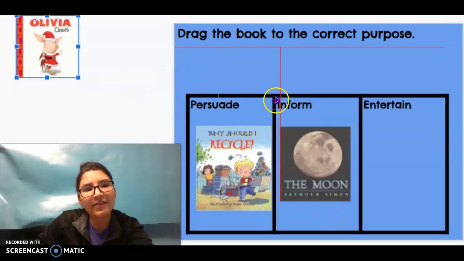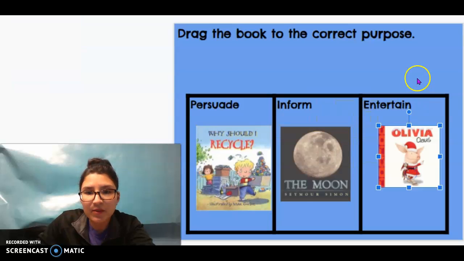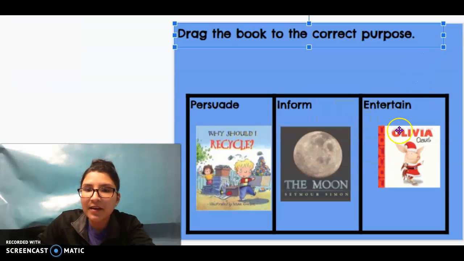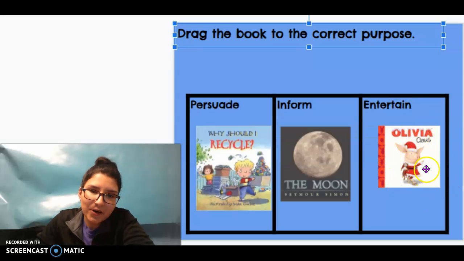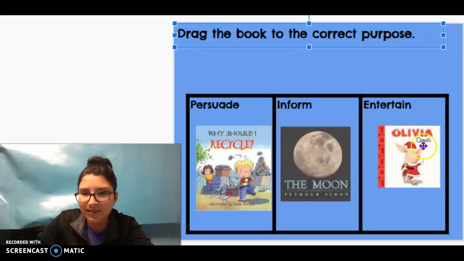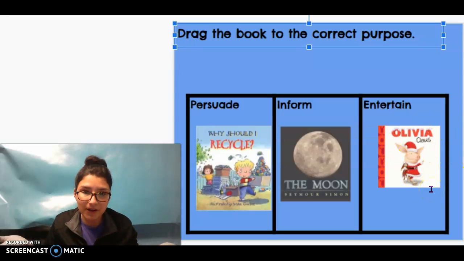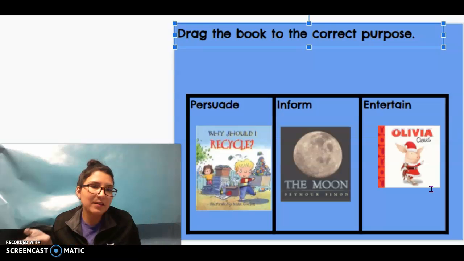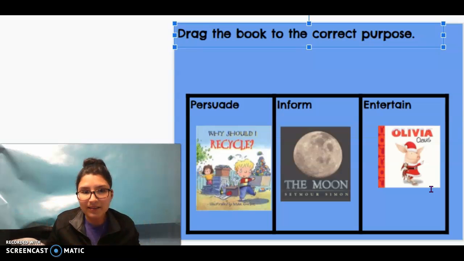All right, and that leaves us with Olivia Claus, which I read before winter break. Olivia Claus is just about this little piglet and how it tells a little story about her, Olivia, right? And it's fiction. It's not real because you don't have pigs that stand up and get dressed and talk, right? So that's fiction. That's a good clue. It's entertain. And the story is made up. You're not going to have animals that celebrate holidays, right?